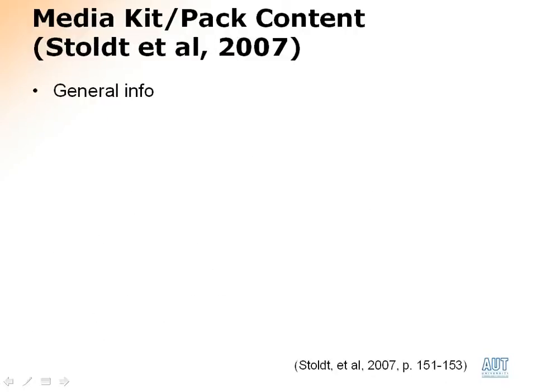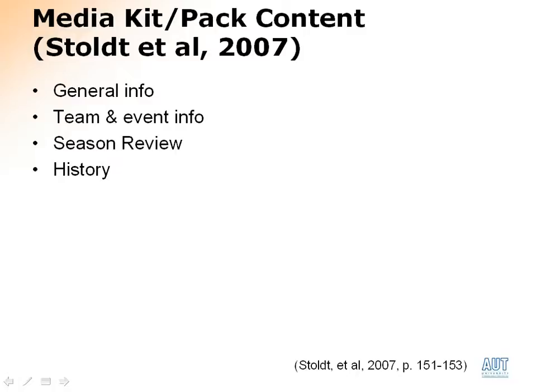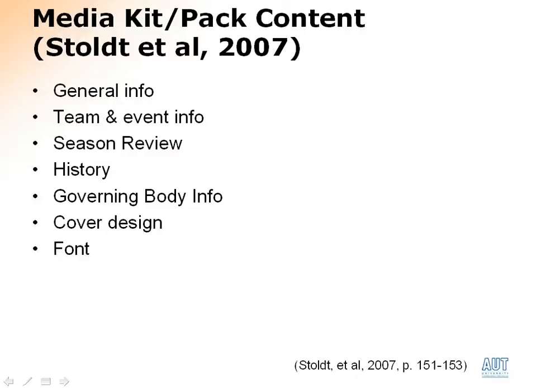Stolt and so on talk about you need to have general information, team and event information, a review of last season and a preview of this season, bit about your history, bit about who your governing body is. You need to have a really funky cover design that matches your brand. You need to think about what your font is. You need to think about the graphics that you include and how up to date they are, the colour, and what photos you have. Everything needs to be up to date, everything needs to line up, and you need to send one message.